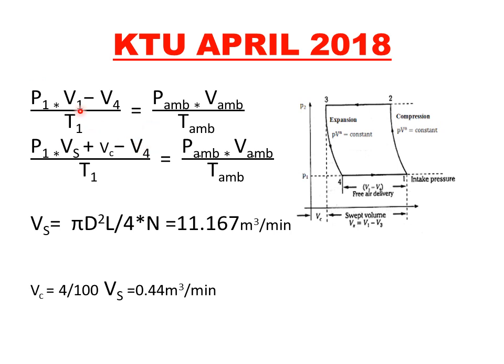So when I look into the PV diagram, it is clearly understood that this V1 is nothing but the sum of Vc and the swept volume Vs. So when I replace this V1 with Vs and Vc, the equation becomes P1 into (Vs plus Vc minus V4) divided by T1 is equal to P amb into V amb divided by T amb.